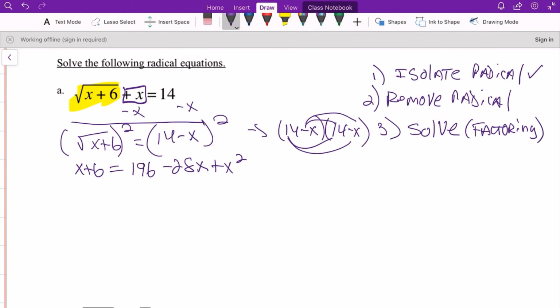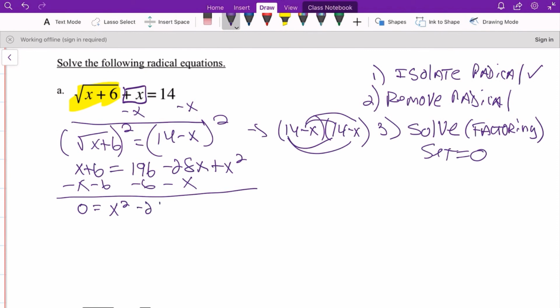So let's see. Remember, if we're solving by factoring, what we need to do is set the equation equal to 0. So what I'm going to do is combine all my terms. I'm going to subtract x on both sides, and then I'm going to subtract 6 also. I'm going to do this in one step. And on the left side, I'm going to be left with 0. And on the right side, I'm going to write my answer here in standard form. We're going to have x squared minus 29x plus 190.